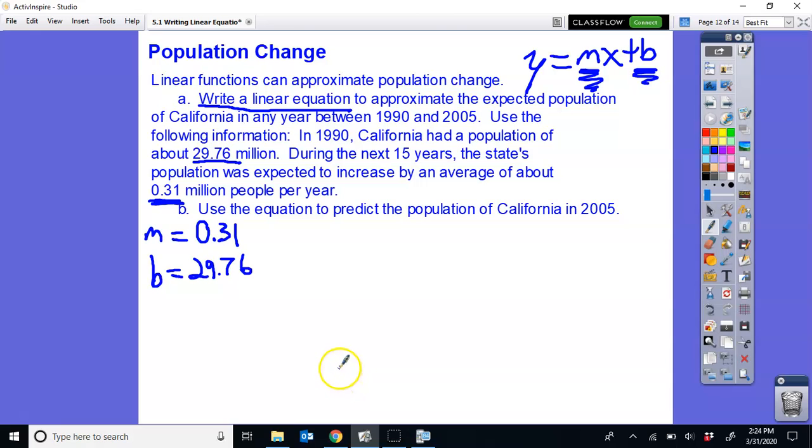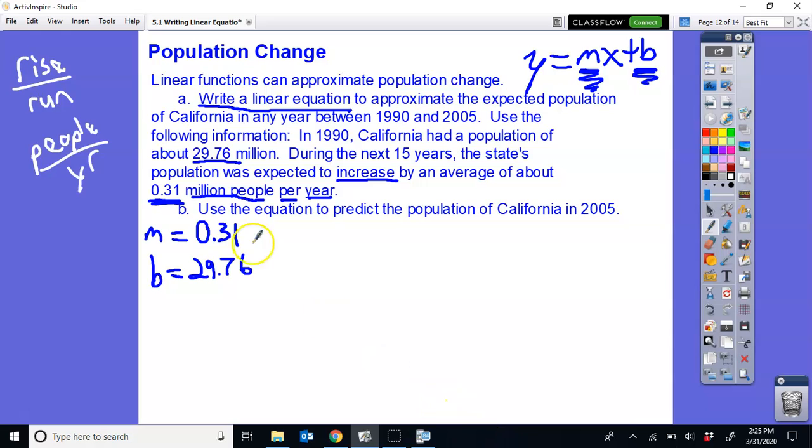How do I know that, though? Mr. Harrison, that don't make sense. That's not rise over run. Actually, look at it again. It's increasing, so that means it's positive, and it's millions of people per year. Guys, when we talk about rise over run in a real life situation, we're talking about things like that. It's people, in this case, millions of people per year. So it's going up 0.31 million people each year.